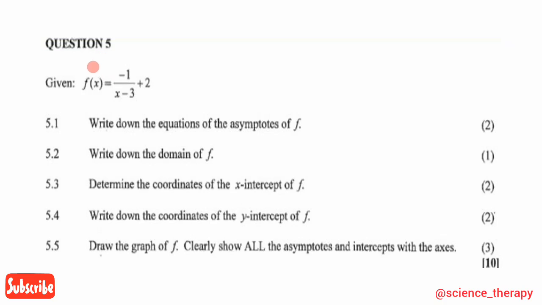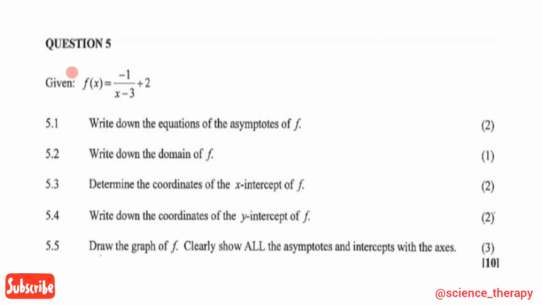Now the way we go about that one, for 5.1, below we are given x minus 3. So we need to take this one and equate it to 0. So this becomes x minus 3 is equal to 0. Then our x is equal to 3. This becomes our vertical asymptote. And for our horizontal asymptote, we have y is equal to 2. So to answer 5.1, writing our equations, it's x is equal to 3 and y is equal to 2, and you are done.